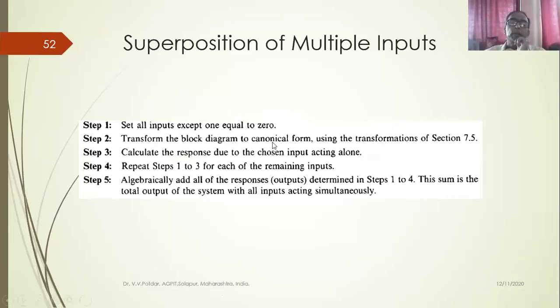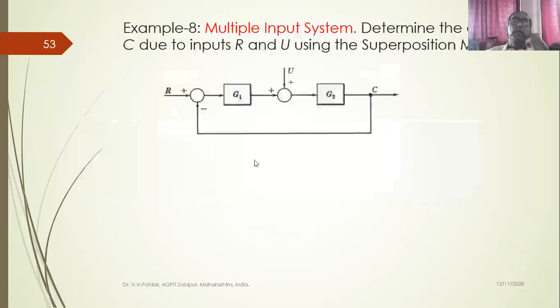Transform the block diagram to canonical form. And what is the canonical form? Canonical form is one block in the forward path, one block in the feedback path using transformations given in the previous sections. Calculate the response due to the chosen input acting alone. Repeat steps 1, 2, 3 for each of the remaining inputs. Algebraically, add all the response outputs determined in steps 1 to 4. This sum is the total output of the system with all the inputs acting simultaneously. This is called the principle of superposition. Multiple input systems.